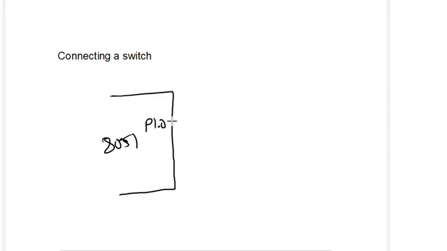So if you are connecting a switch, what is the way? Connecting a switch in 8051 is very simple. Imagine this is my 8051 microcontroller, and I have a port pin here, P1.0. I want to connect a switch. The best method is, from the port, you connect a switch and put it to ground. So this is S1.